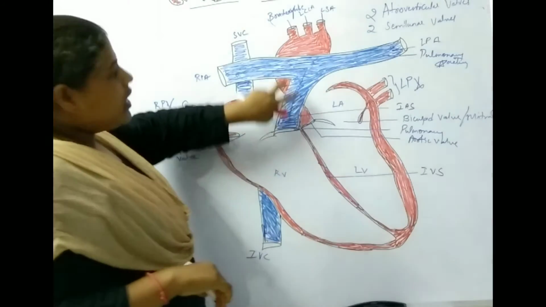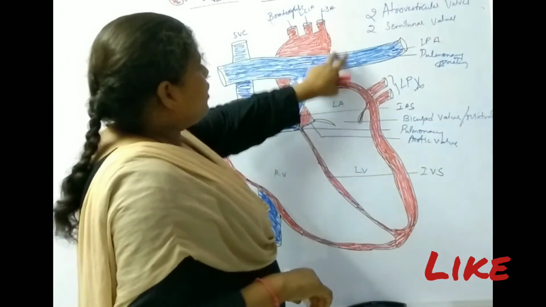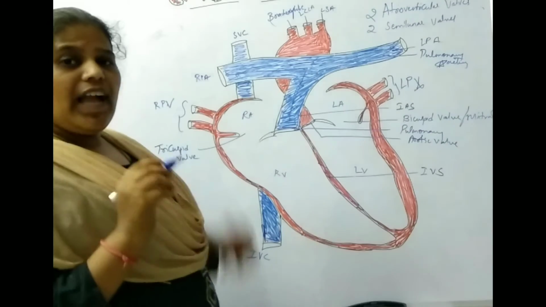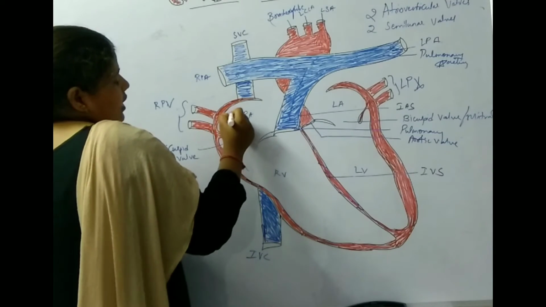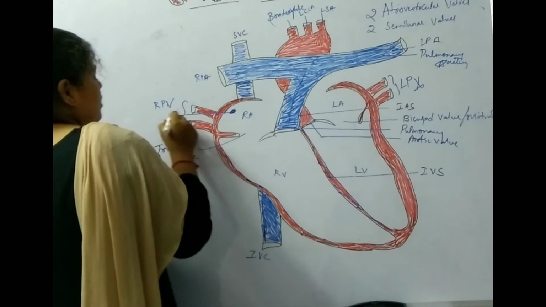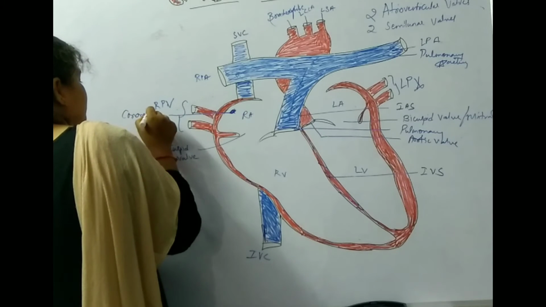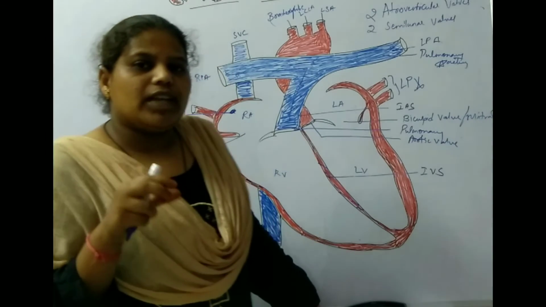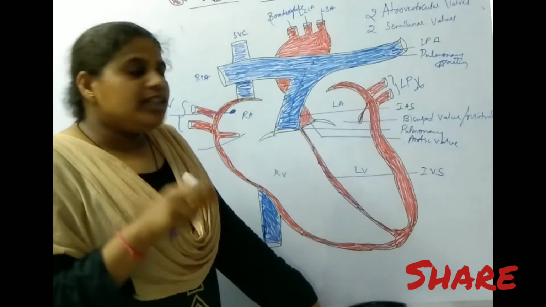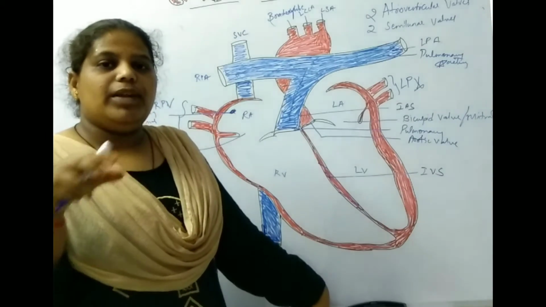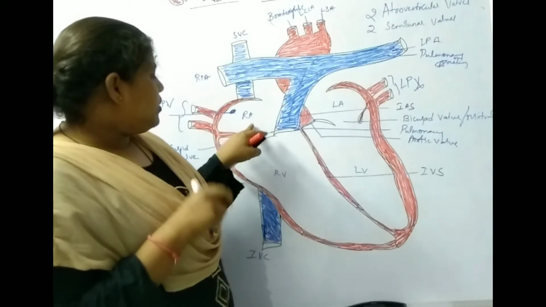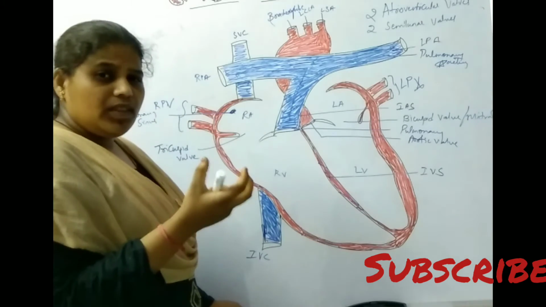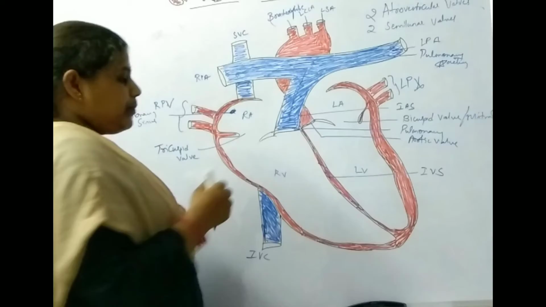This is the ascending aorta, this is the arch of aorta, and here we have a part which is the descending aorta. And in the right atrium we have a small opening which is the coronary sinus. Small branches form the coronary sinus, which is very important, and it brings the deoxygenated blood from the myocardium and empties into the right atrium.